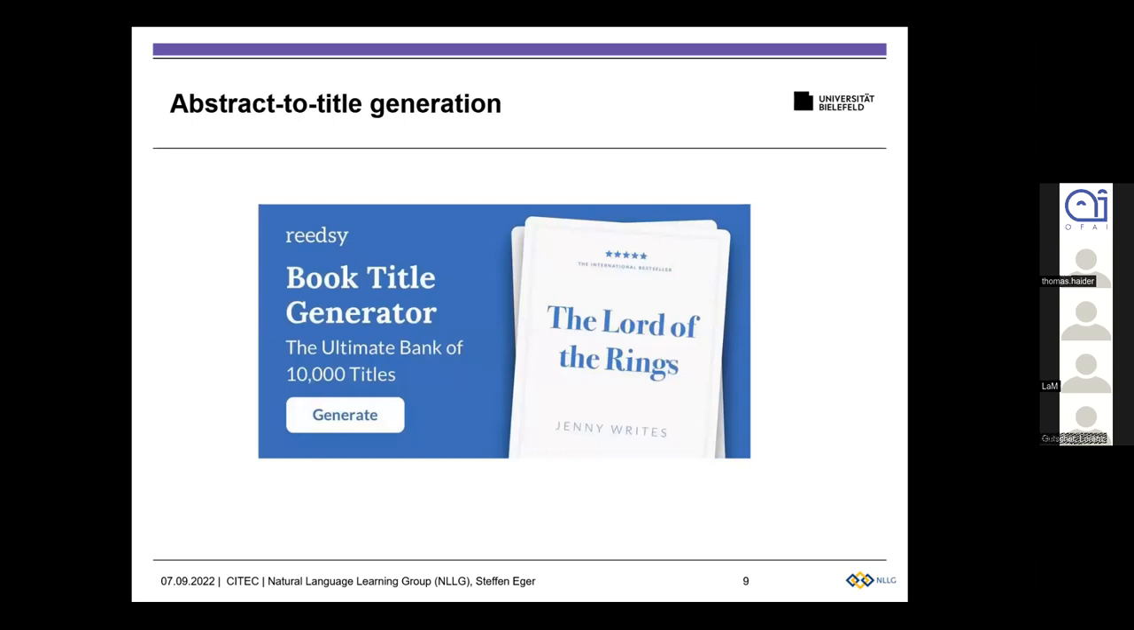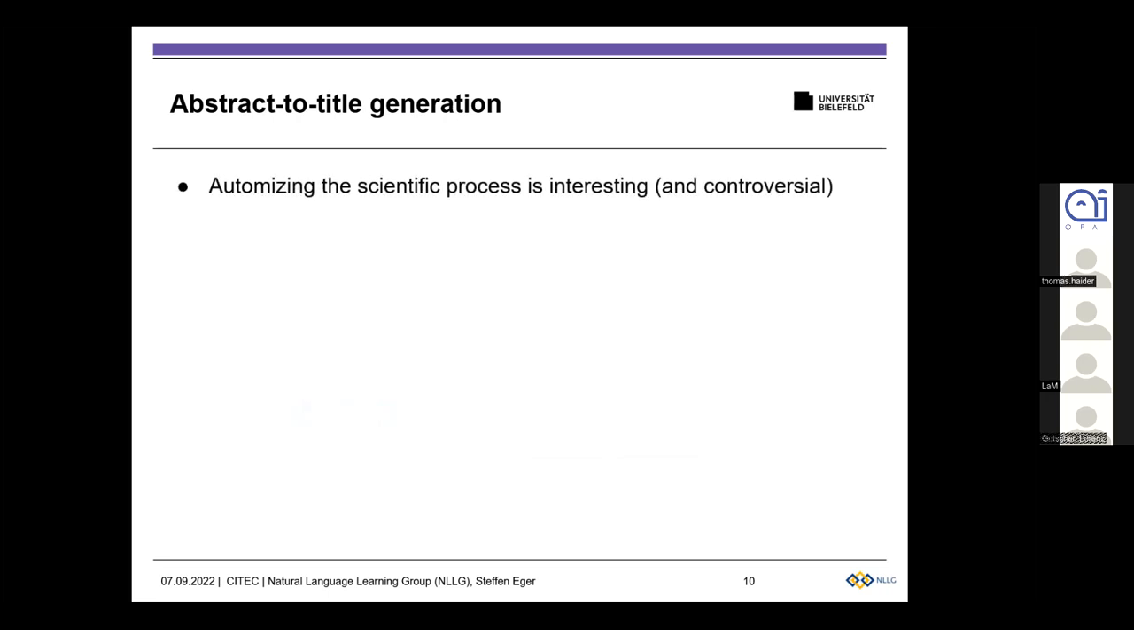All right, so let's start out with abstract to title generation, where, as I said, we have an abstract of a scientific paper and we want to generate the title for it. To give some motivating story for this, automating scientific progress is interesting, and it can also be controversial. For example, one or two years back, there was a paper from the group of Graham Neubig who asked whether scientific reviewing can be automated. This is, of course, a very interesting application of natural language processing or natural language generation systems.